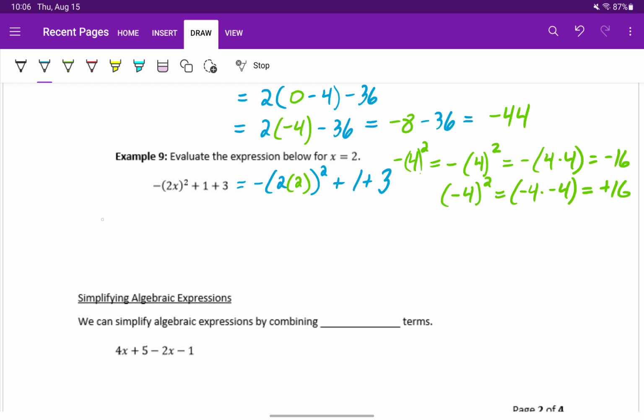So in this case, the first thing we'll do is evaluate the 2 times 2 inside our parentheses to give us 4 squared plus 1 plus 3. Then we'll evaluate 4 squared and make that number negative, so that will become negative 16 plus 1 plus 3. And then we'll evaluate the addition steps to end up with negative 12.